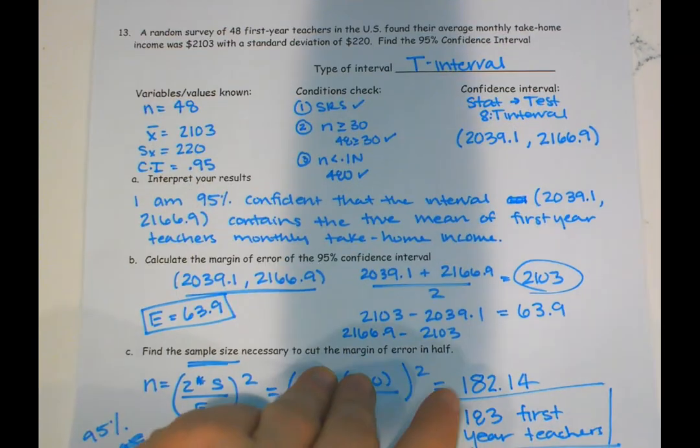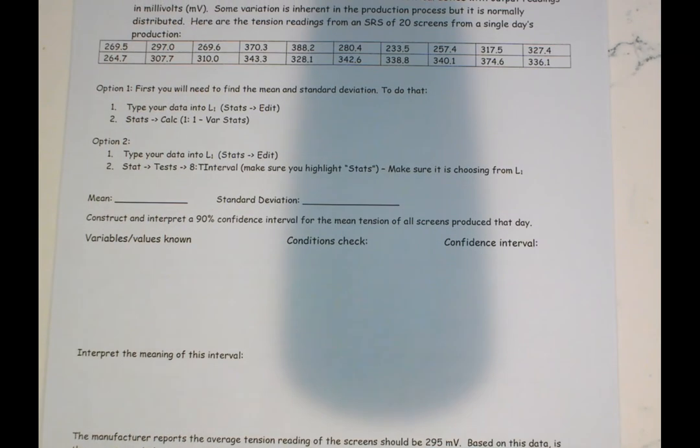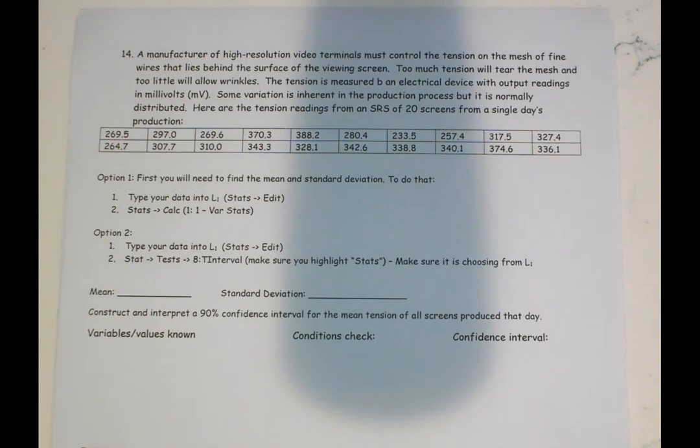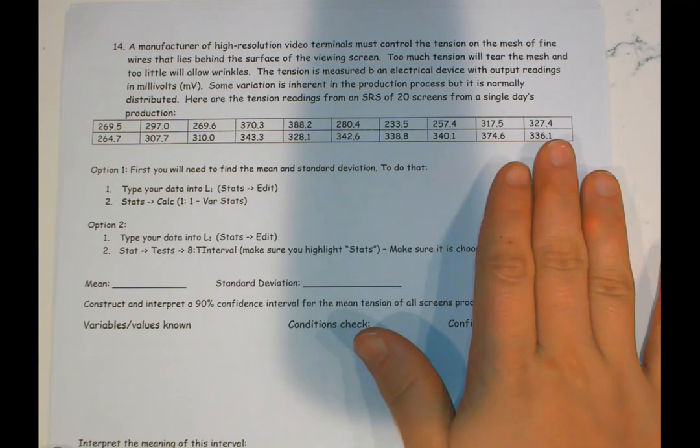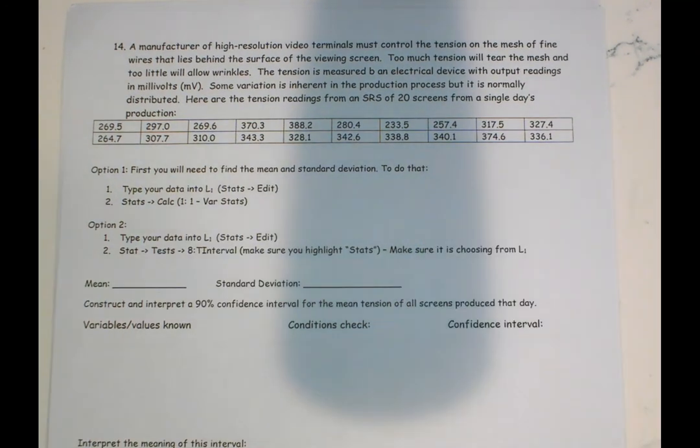All right, so let's look at one more t-interval. If we look at number 14, we're solving the exact same things. It's just how we're given our data that's going to change in this problem. As you can see, it doesn't tell us the mean and standard deviation. It just gives us a table of values.